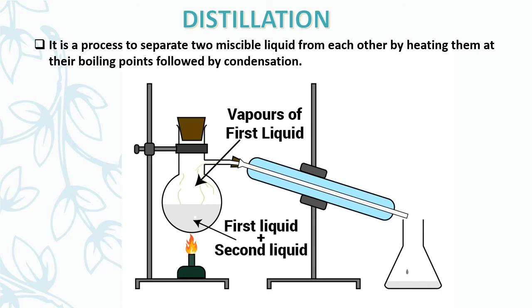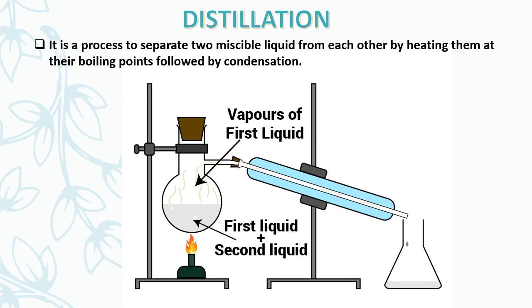The difference in the boiling points should be a minimum of 20 degrees Celsius. Then the first liquid and the second liquid should have a minimum difference of 20 degrees Celsius in their boiling points. If the boiling point of one liquid is 60 degrees Celsius, then the boiling point of the other liquid has to be 80 degrees or more, not less than that.